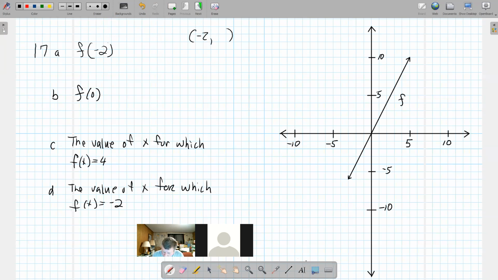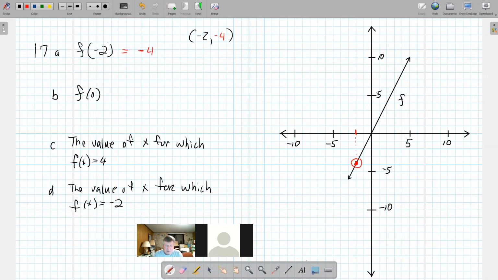So going over to the graph, x equals -2 would be, let's see here, let's switch colors to highlight it. So let's go with red. x equals -2 is right there. So right here is the point with an x value of -2. So what is the corresponding y value to that point? It is -4.